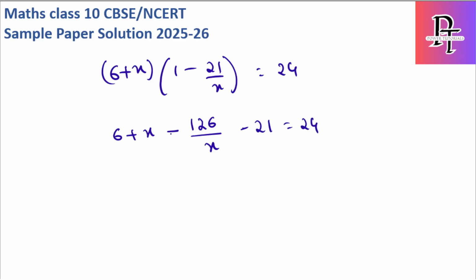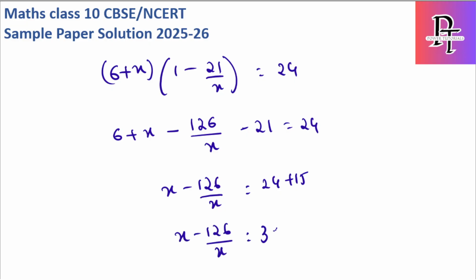So let's move every number to the right side. It will be x minus 126 by x is equal to 6 minus 21, which is minus 15. Minus 15 goes to the other side, it becomes plus 15. So it is 24 plus 15. So x minus 126 by x is equal to 39.